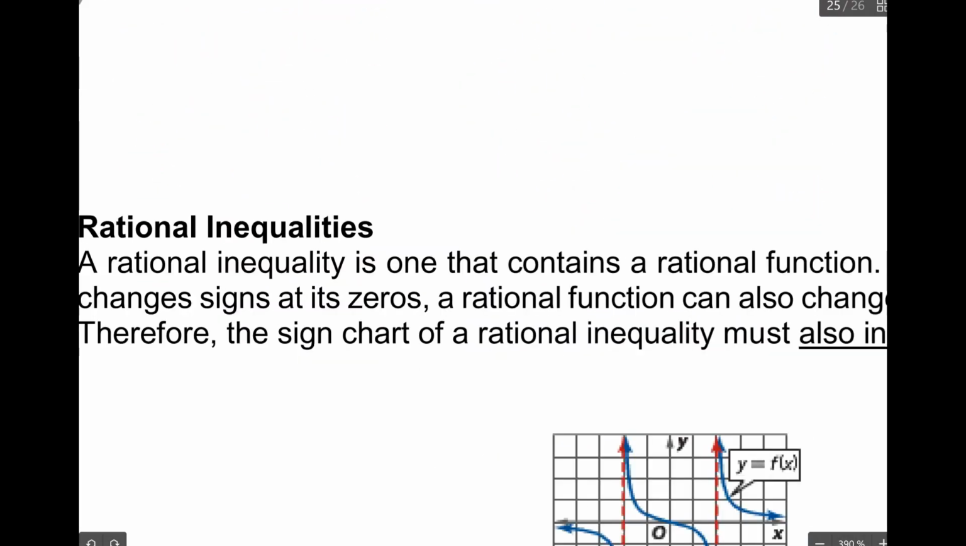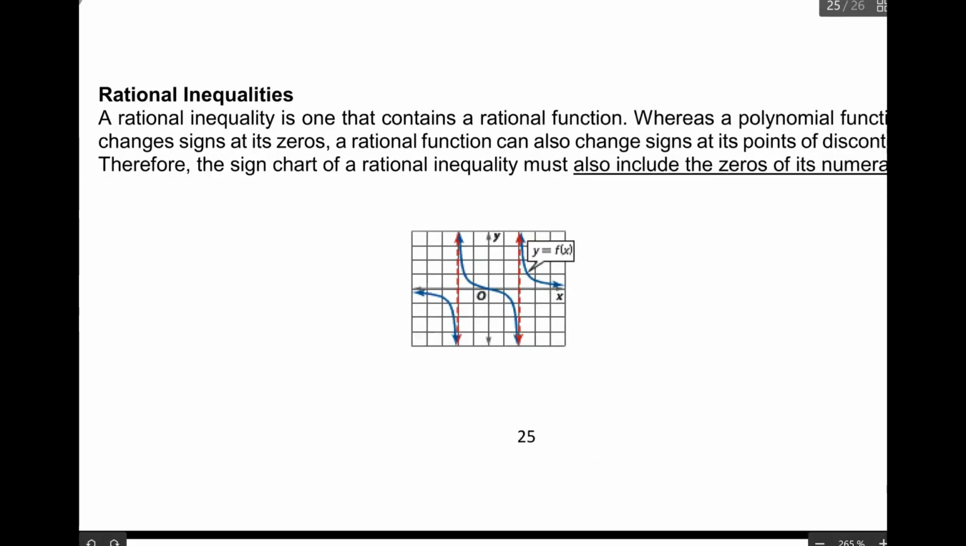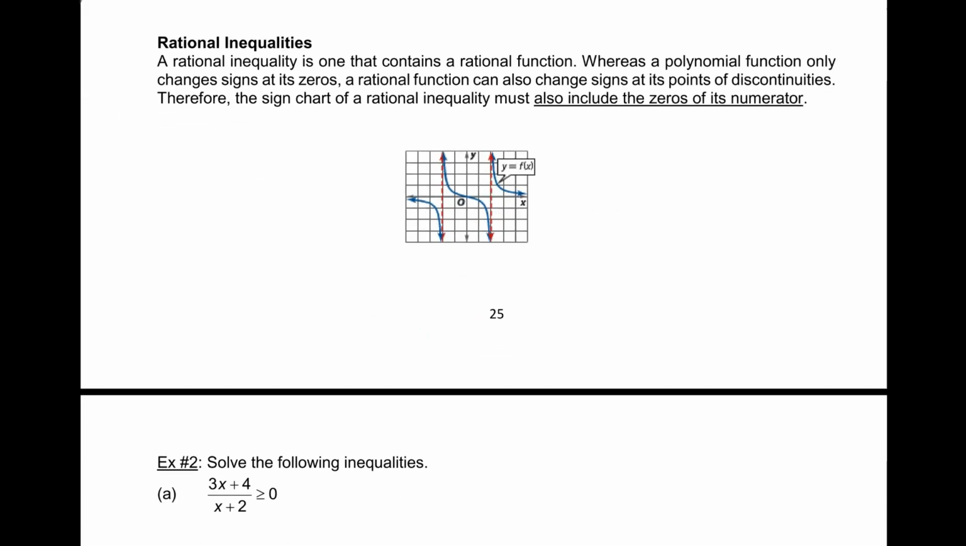Alright, so rational inequalities. It's one that contains a rational function. Well, we already know what that is. That's when you're dividing two functions. Whereas a polynomial function only changes signs at zeros, a rational function can also change signs at its points of discontinuity. Therefore, the sign change chart of a rational inequality must also include the zeros of the denominator. Did I mean to say denominator? I think so, because I have to include any point that's interesting.